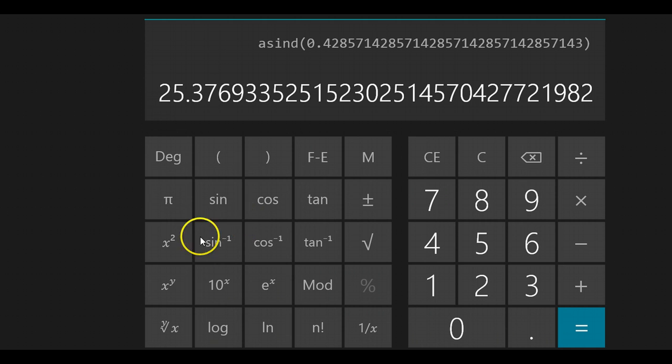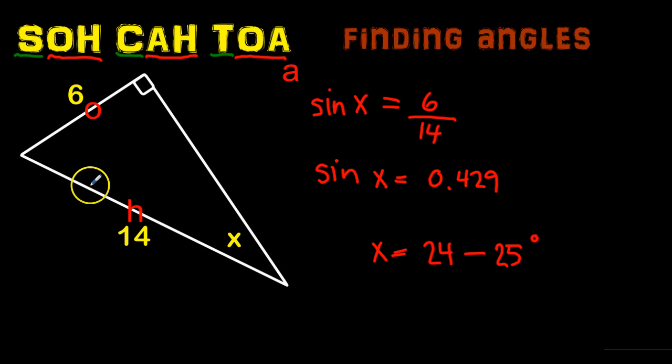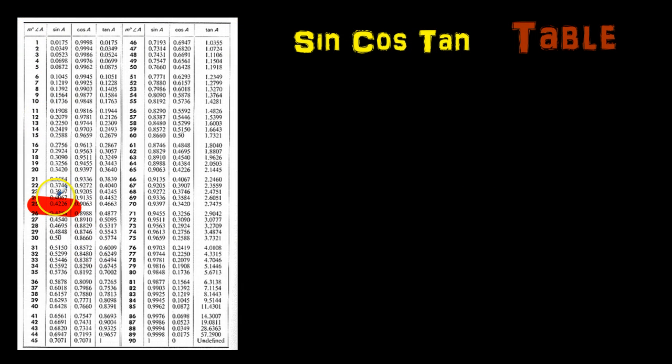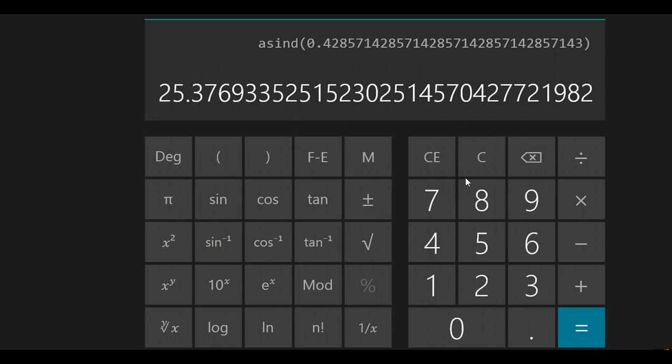and now it gives me my value 25.37, which doesn't make sense with what we had. Let's go back and look at that value. I thought it was between 24 and 25 based on this value. Oh, I was wrong. 25 and 26. Okay, that makes sense. I was just reading the table wrong. 0.4226 and 0.43. So it's somewhere in between those two, which is in between 25 and 26. And according to our calculator, it's 25.38.